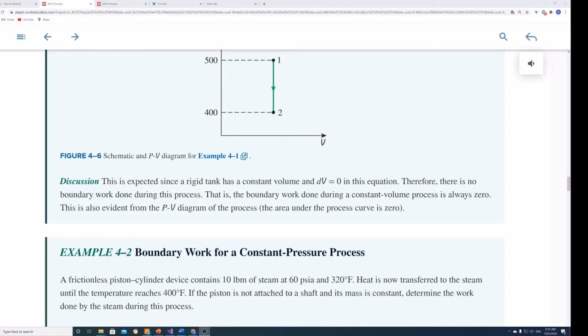So one of the things that's going to be constant is the pressure, right? It's going to have the same pressure throughout because of this. It says its mass is constant, so it's the same force essentially pushing down on it. And the volume is going to change.